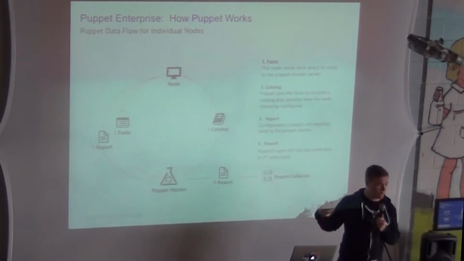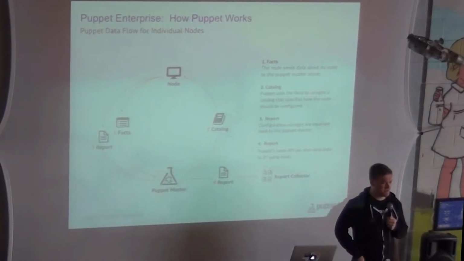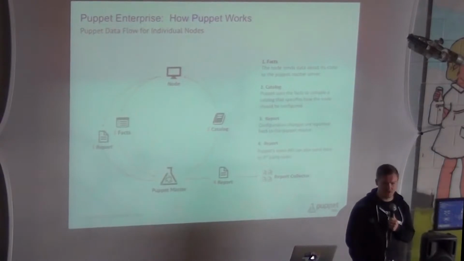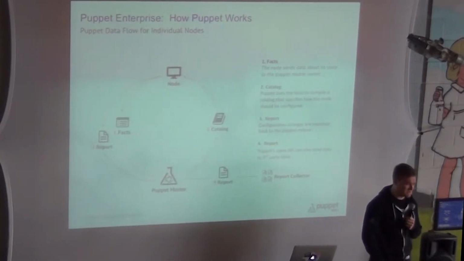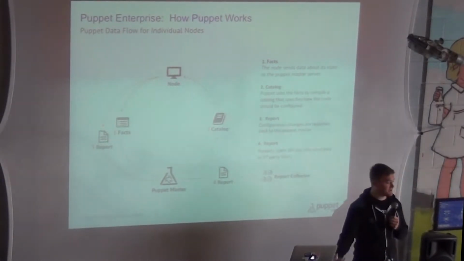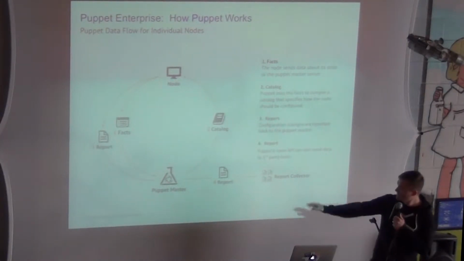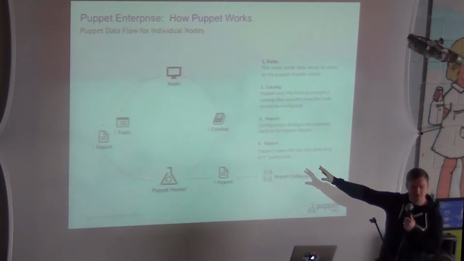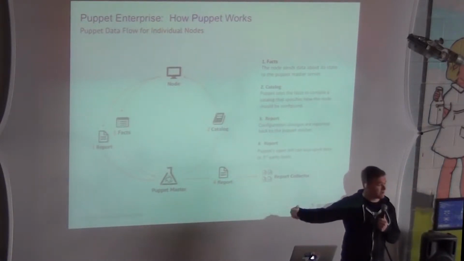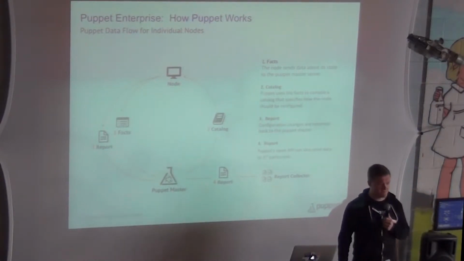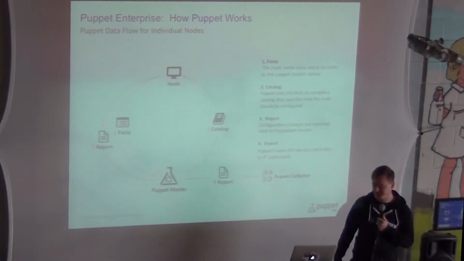The master's going to say, okay, great, so you're a RHEL machine, you're at this patch level, you have more than 4 CPU, and you're in this data center. Cool, that means that you get Apache and Tomcat installed and configured this particular way. So those instructions go back to that node in the form of what we call a catalog. So a catalog is really just a bunch of JSON instructions telling that machine how to get into that state.